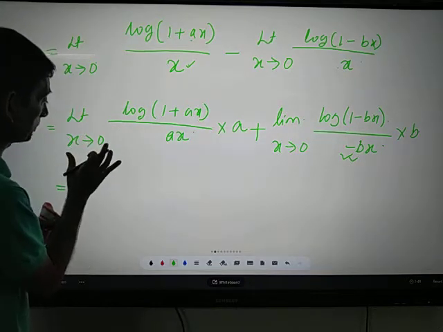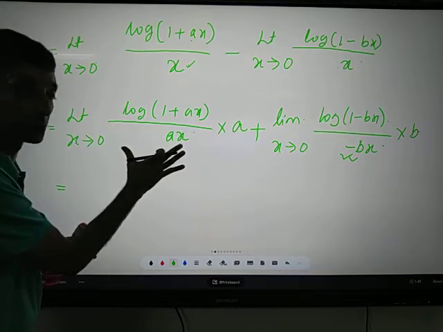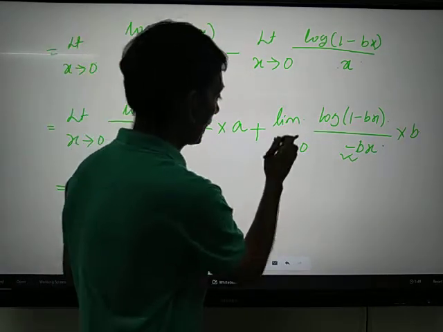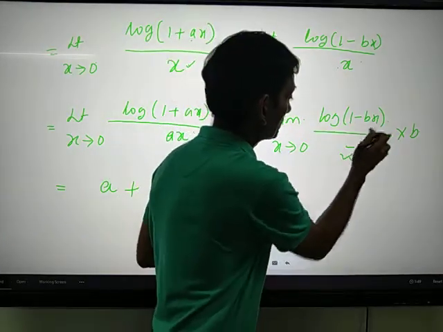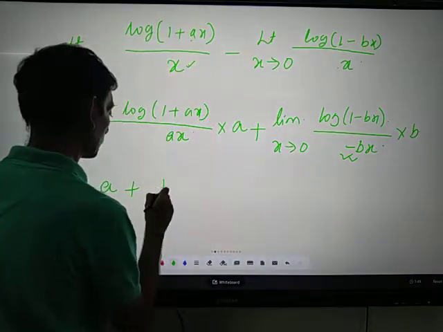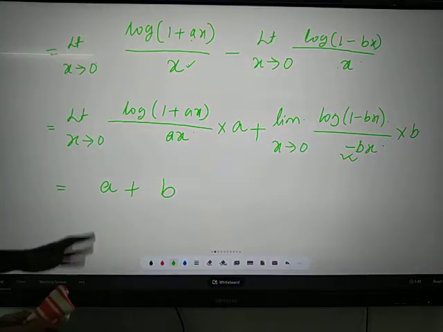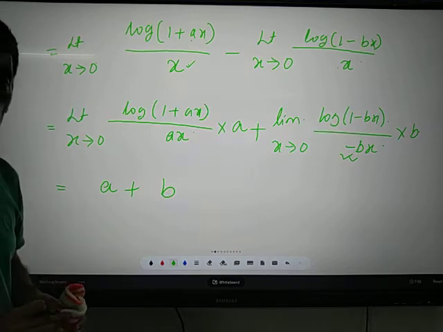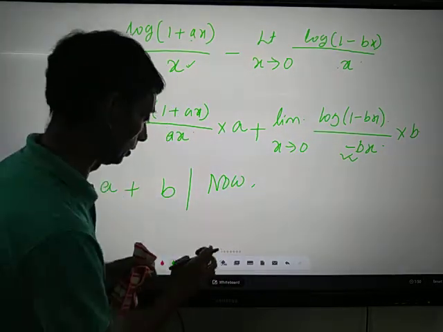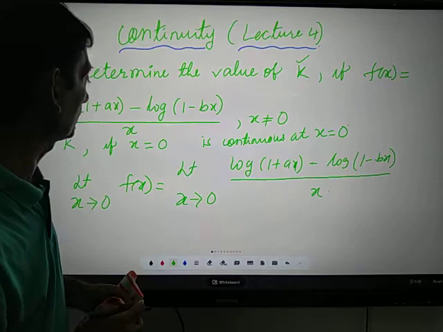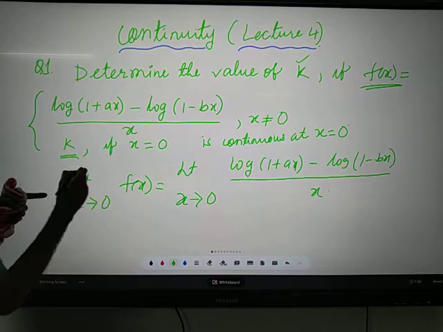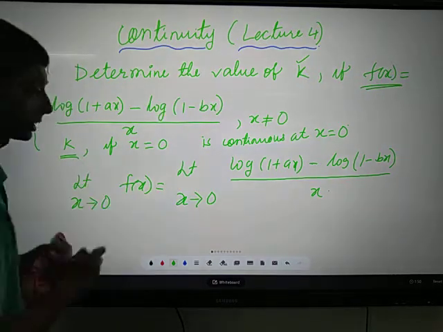So for x approaching 0, this is equal to 1 into a, so this is equal to a, and plus, similarly, limit x tends to 0 of log(1 minus bx) by minus bx is also equal to 1, and 1 into b, so this is equal to b. So we got the limit of the function as a plus b. Now let's see what the functional value is. The function is given as f(x) equal to k for x equal to 0. That means f(0) is equal to k.